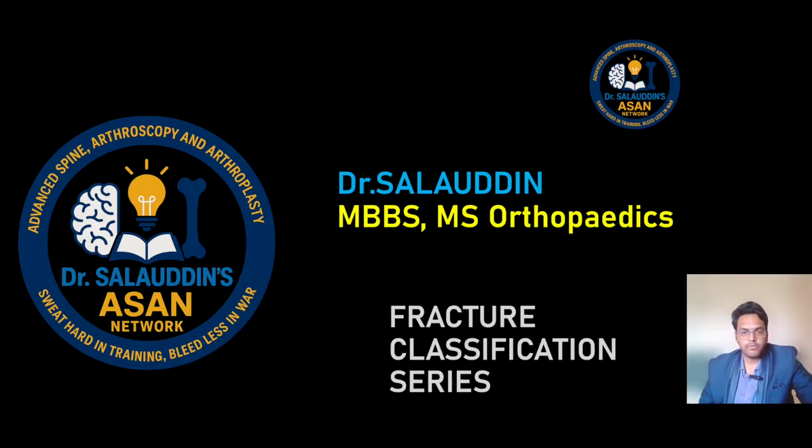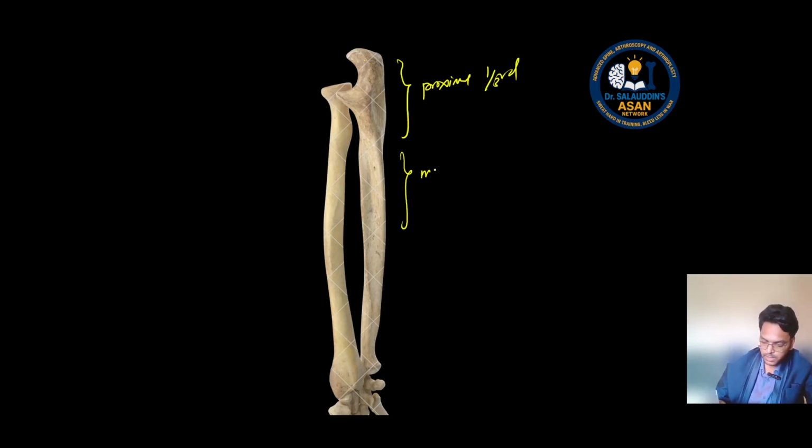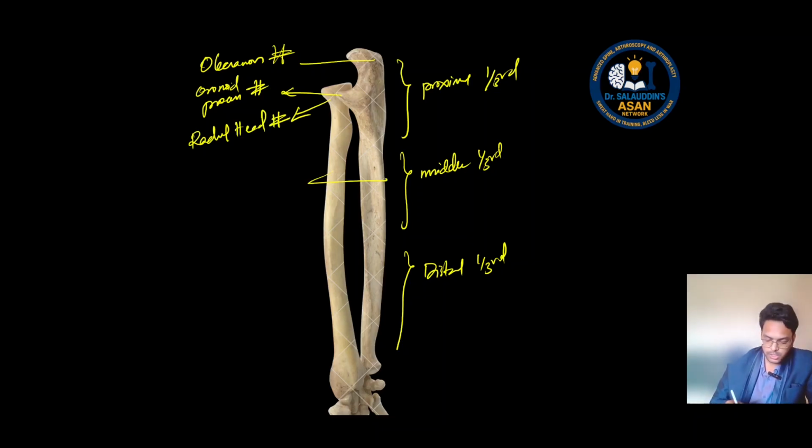The next bone in our fracture classification series is the forearm bones, that is the radius and the ulna. We will first see the different parts of the radius and ulna, then we will go into individual classification. So first, proximal end of the ulna: this is the proximal 1/3, this is the middle 1/3, and this is the distal 1/3. In the proximal 1/3, you have the olecranon. So we'll have the olecranon fractures, then the coronoid process fractures, then radial head fractures, then in the middle 1/3, we have the shaft fractures.